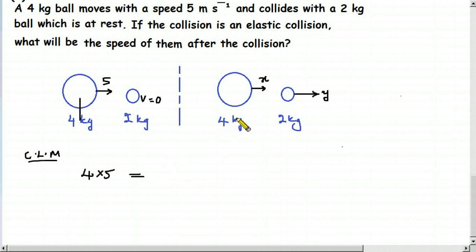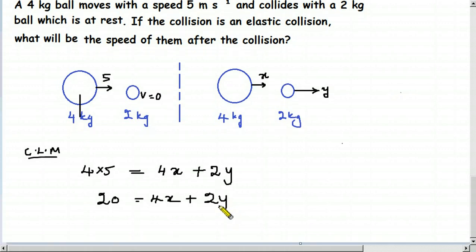Then it equals 4 times x plus 2 times y, then 2y, like this. So here 4 times 5 is 20, then 4 times x plus 2 times y. So we can simplify, we can divide by 2, then we get 10 equals 2x plus y. So let us stop here for a moment.